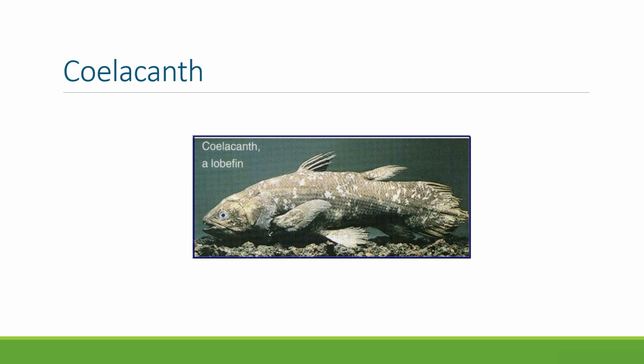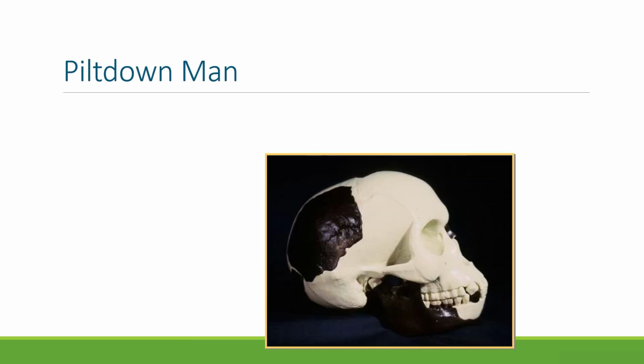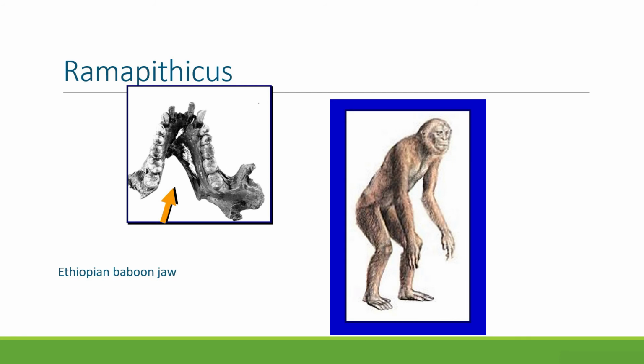So we get the Piltdown Man, which was an intermediate form, a missing link. Eventually it was found out it was made from an ape jaw and human skull, and the bones were about 600 years old. Then there's Ramapithecus. This is what was found. This is what was drawn. Turns out to be a jaw from a baboon out of Ethiopia.